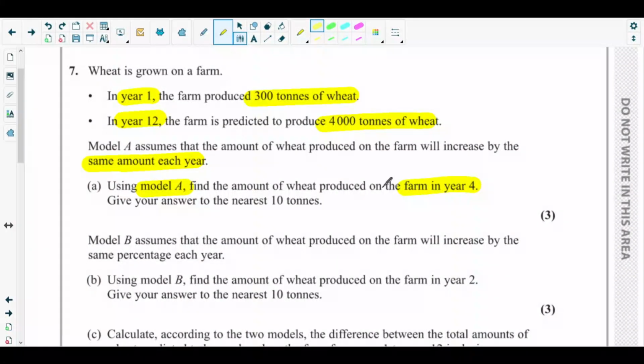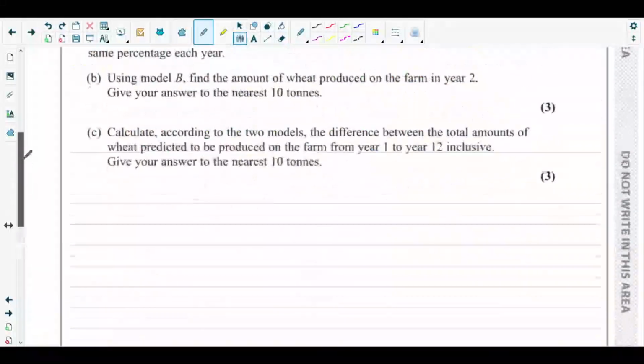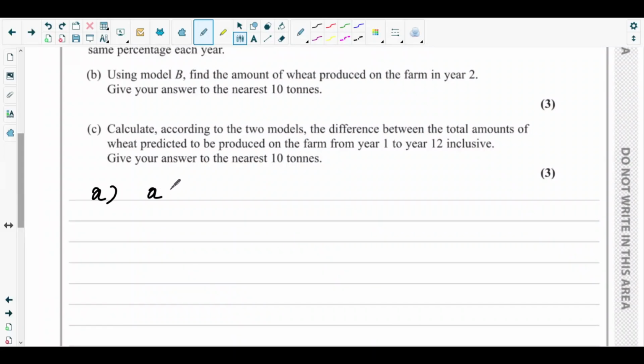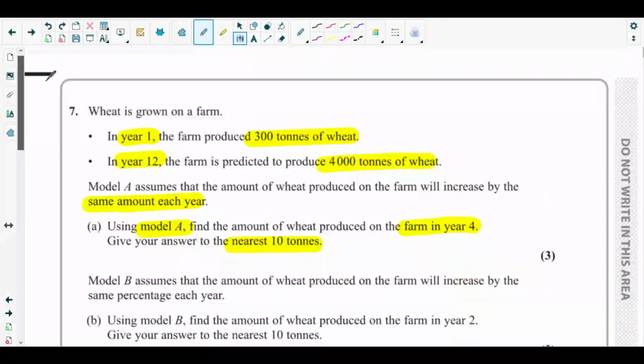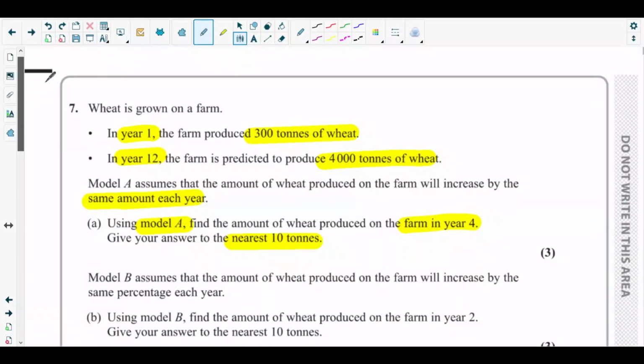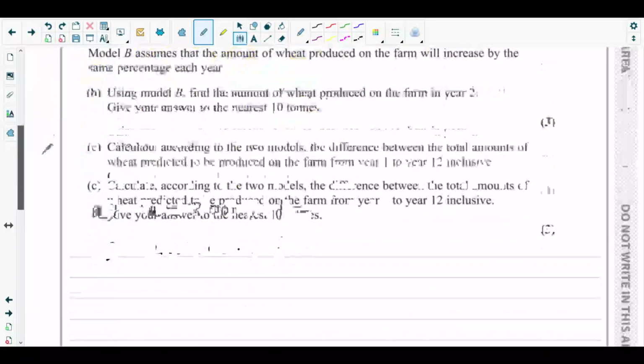Part A asks us to use model A to find the amount of wheat produced on the farm in year 4. Give your answer to the nearest 10 tons. In year 4, how much wheat will be produced? We need to find that. So the first term of this arithmetic progression is 300, right? So a equals 300. And common difference, not ratio. We don't know the value for the common difference, so we need to find it first.